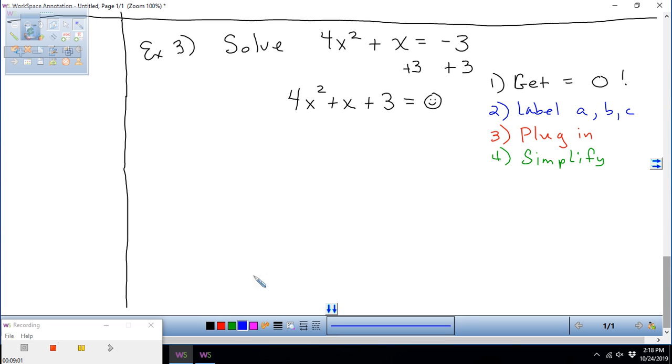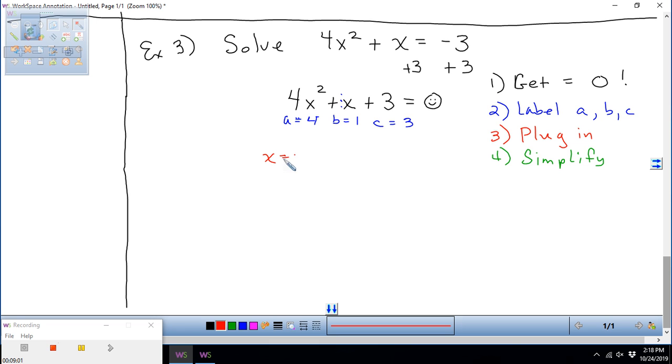Step number 2, we're going to label our a, b, and c. So our a value is 4. Our b value is 1. There's a 1 in front of that x. And our c value is 3. Now that we have it labeled, we're ready to plug in. So let's go ahead and plug in.